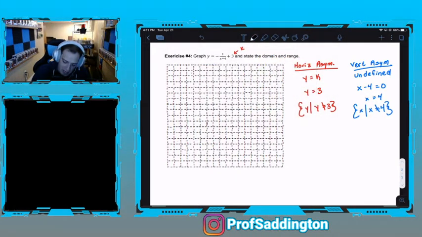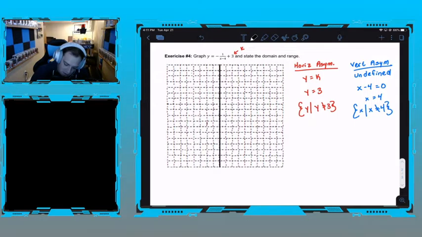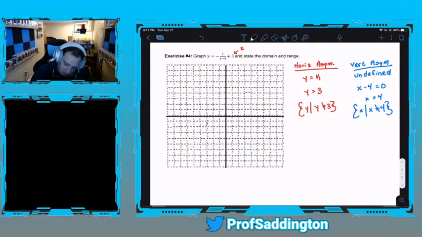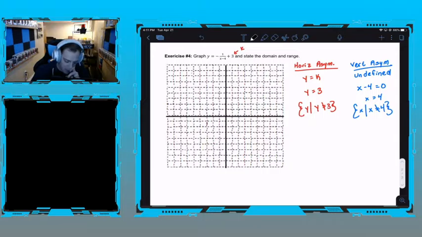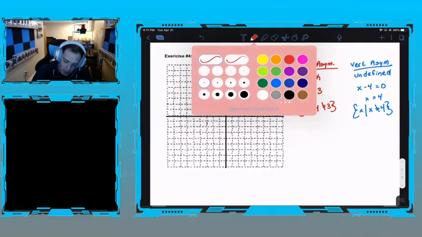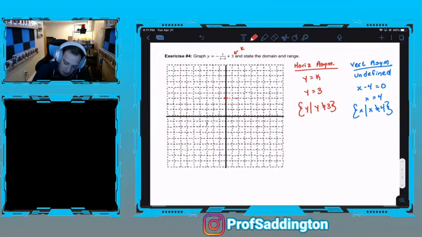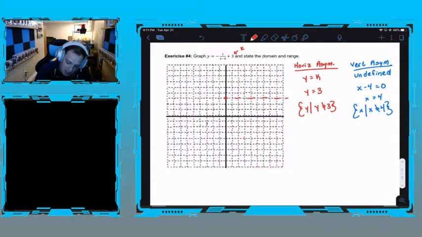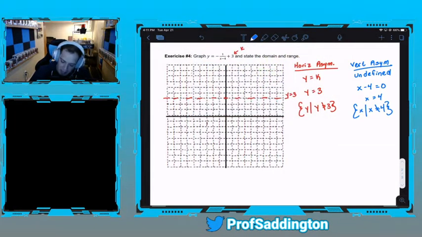So I'm going to draw in my x and y axis. That is not in the center, I don't think. At least it looks off. And just like that last problem, I'm just going to draw them in. So I have y cannot equal 3. So I'm going to go up to the 3. I'm going to put in my dashed line at 3. I also have to put in my x cannot be 4. So I'm going to go over to 4, do the same exact thing.